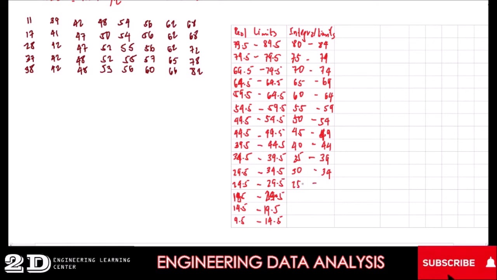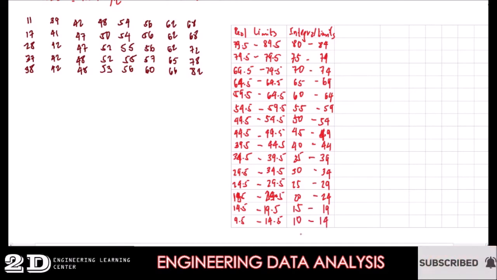25. So drop the 0.5 for 29, so that will be 29. This is 20, so 24.5, so that will be only 24. Then we have 14.5, so that will be 15. For the other one, this will be only 19. Then we have 10, and this will just be 14.